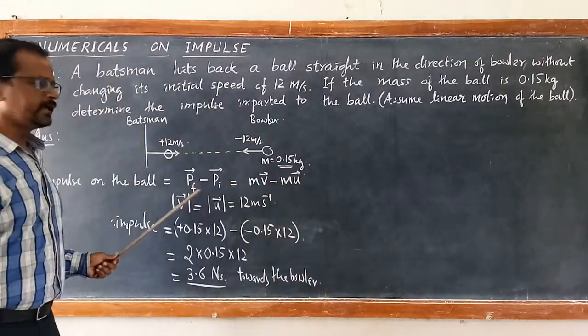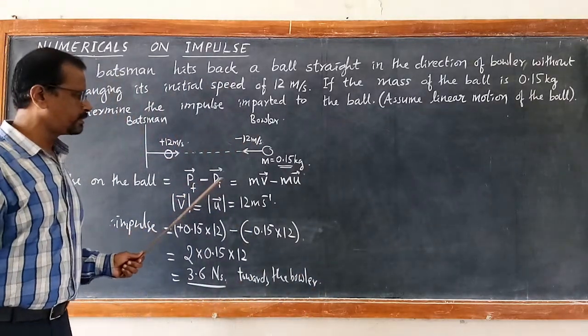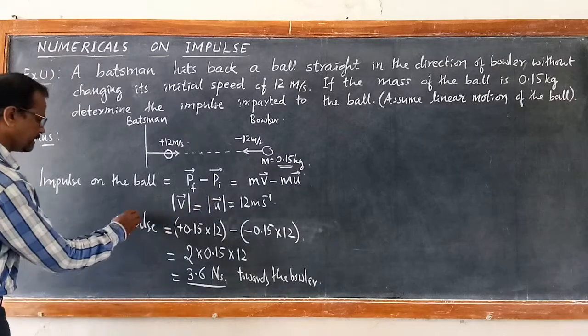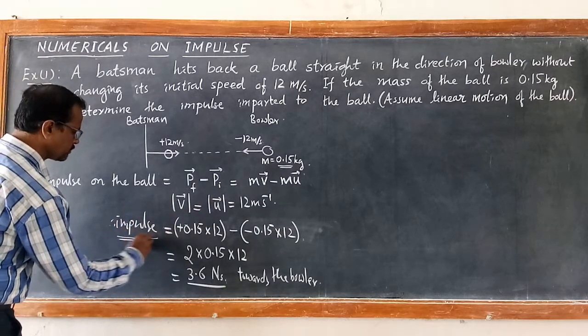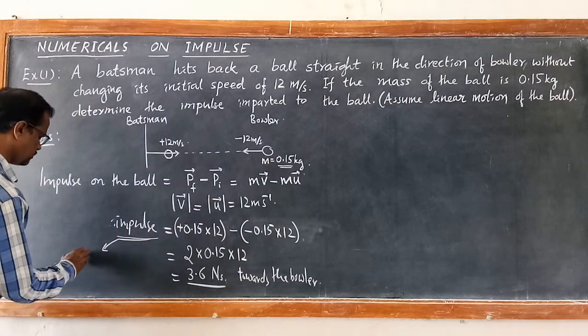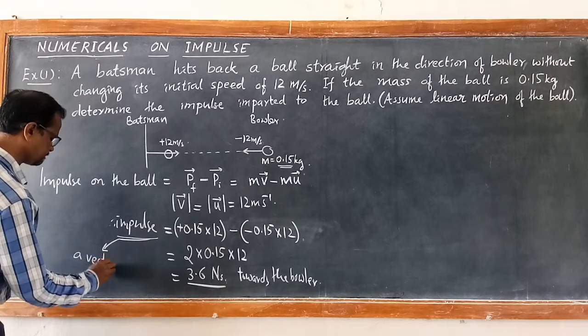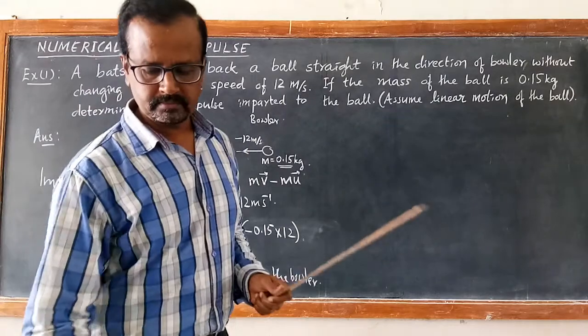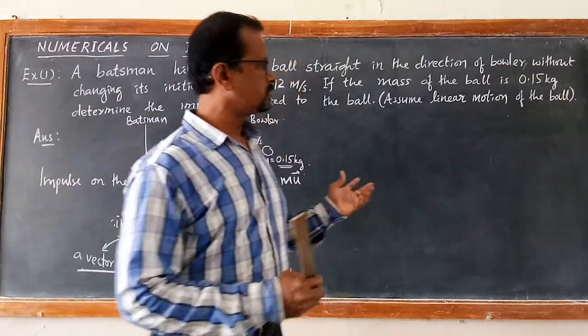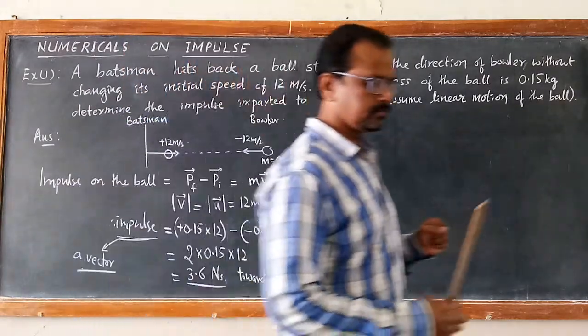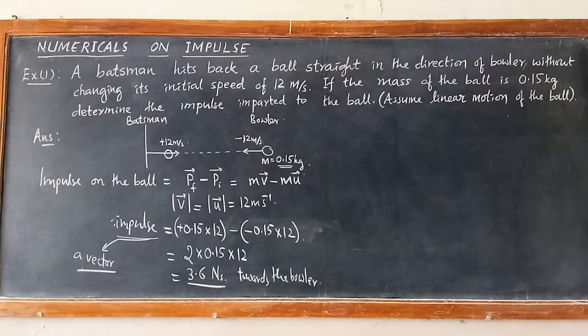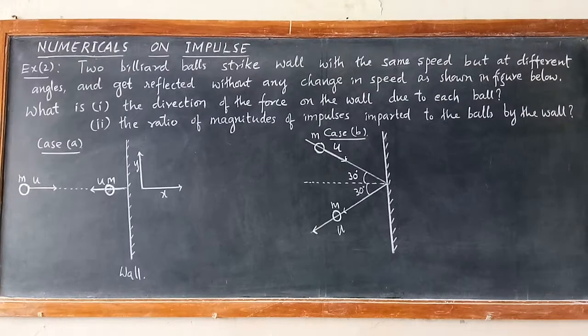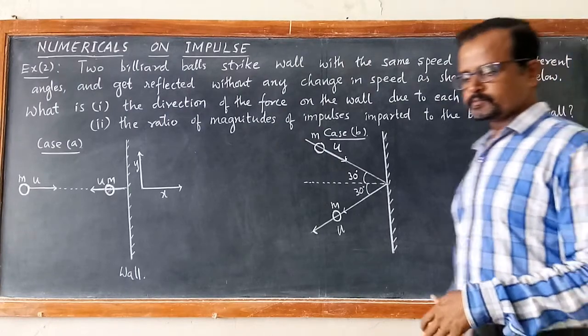Since momentum is a vector quantity, change in momentum is also a vector quantity, therefore impulse is also a vector quantity. So let us solve one more problem. That will be a little different from this problem.